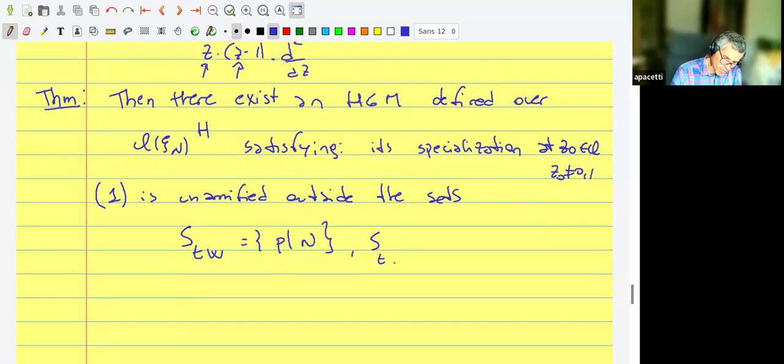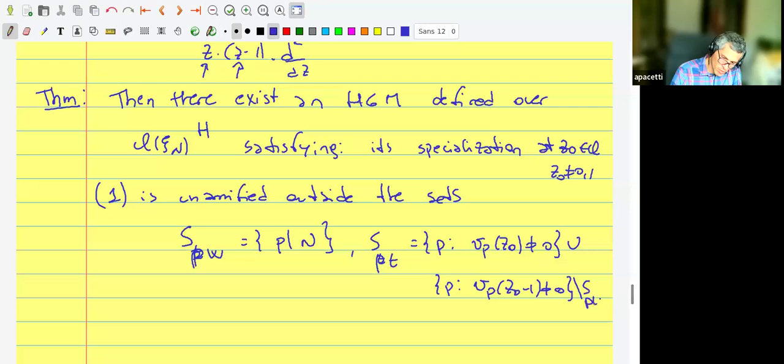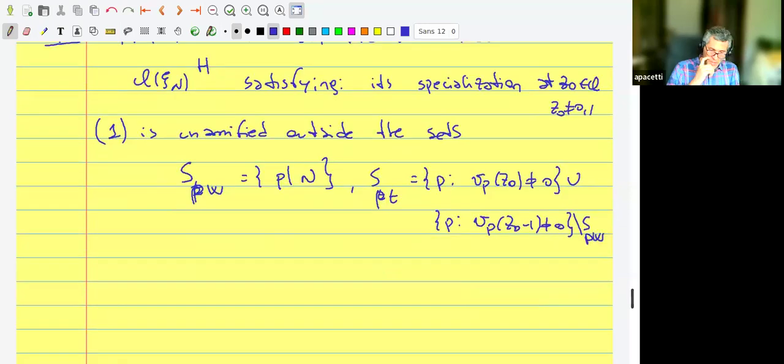A set which is tamely, potentially wild, potentially tame, which is just the primes such that the evaluation at p of z naught is not 0, together with the primes such that the evaluation at p of z naught minus 1 is not 0, and is not the potentially wild. So let me just give you an example of what I am saying.